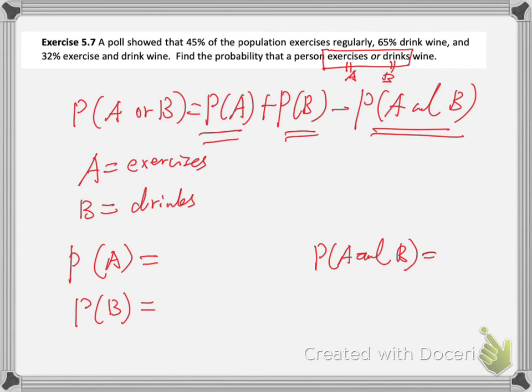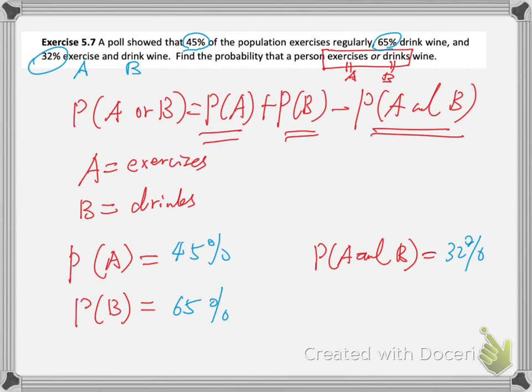Now we look at the numbers in the given question. We need three numbers. Let's look at 45. 45 means the population that exercises. Exercise is A, so P(A) is 45%. The next number is 65, drink. It has nothing to do with exercise, so it's part B, P(B). And the last number, 32: they said exercise, so this is A, and drink, B. So A and B is 32%.